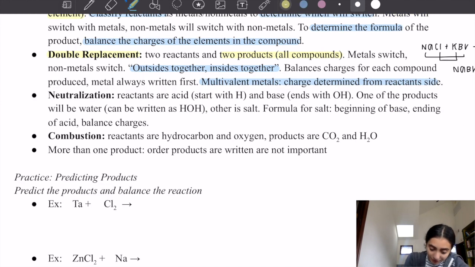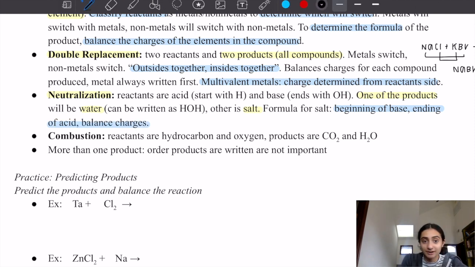Next, we have neutralization reactions. So the reactants will be an acid and a base. Acids start with an H and bases end with OH. So one of the products will be water, which can be written as HOH for balancing purposes, and the other is a salt. So a salt is any ionic compound, and the formula for a salt will be the beginning of the base and the ending of the acid with the charges balanced.